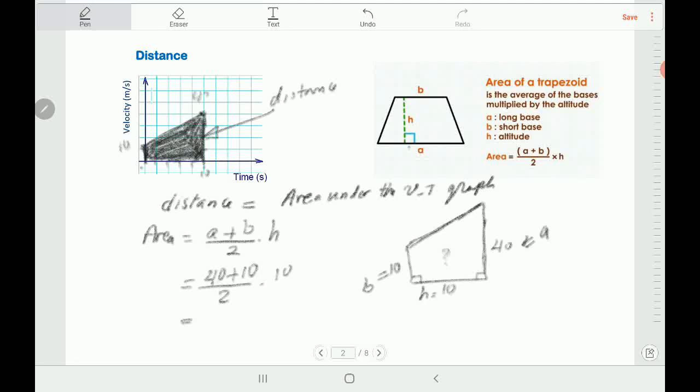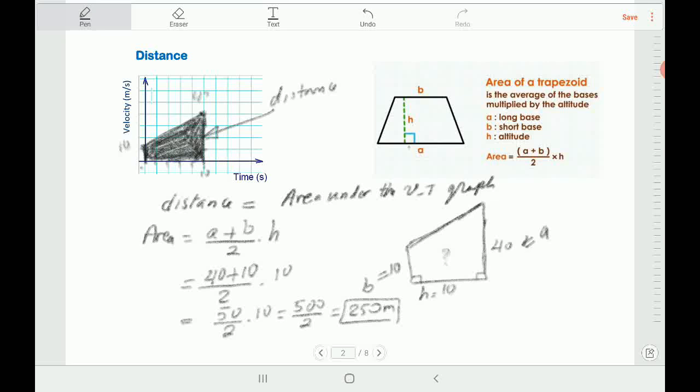So you have 40 and 10 is equal to 50. 50 over 2 times 10, it equals 500 over 2, 250, and the unit is meters. So the distance traveled by the car is 250 meters. So we solved the problem.